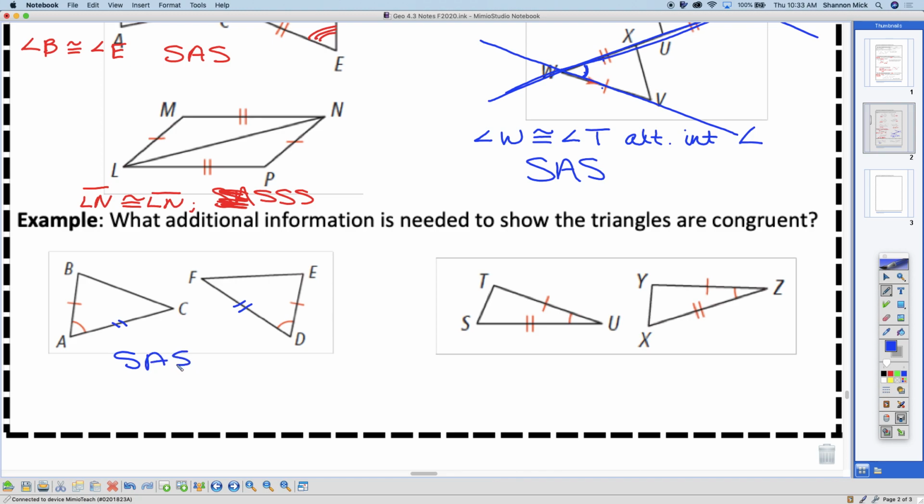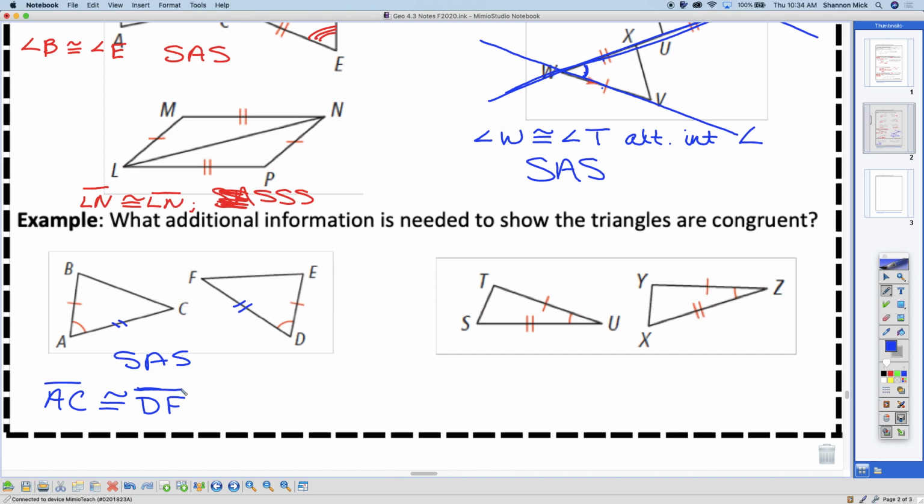Now, Cole was saying we could know all the sides were equal, but that would be two extra things, right? But it's still a possibility. We want to look for the fewest, okay? So if I only knew that AC was congruent to FD, I'd be great for side, angle, side, wouldn't I? So on my paper I would write AC is congruent to what? To DF, alphabetical. Okay.